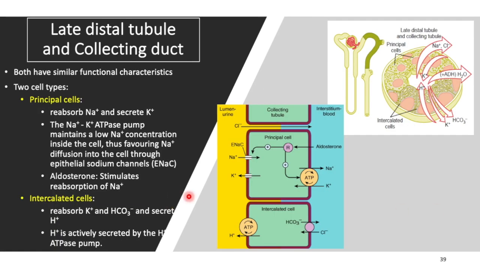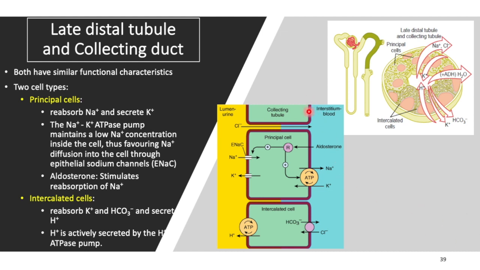Both late distal tubule and collecting duct have similar functional characteristics. There are two cell types on the tubular lining, which are principal cells and intercalated cells. These two cell types reabsorb and secrete different solutes. Principal cells reabsorb sodium and secrete potassium, whereas intercalated cells reabsorb potassium and bicarbonate and secrete hydrogen.